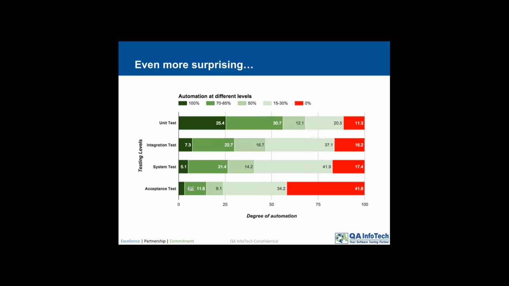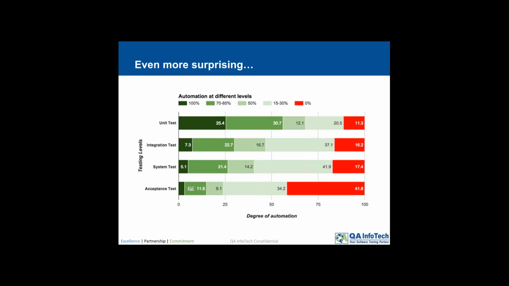For unit testing, more than 25% of the organizations do 100% automation. Further, as far as automation of the integration tests and the system tests are concerned, a considerable amount of coverage is done through automation. But when it comes to acceptance test automation, the story has a different face altogether. Only 3% firms do automation for all their acceptance tests.